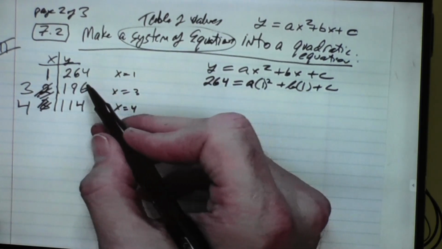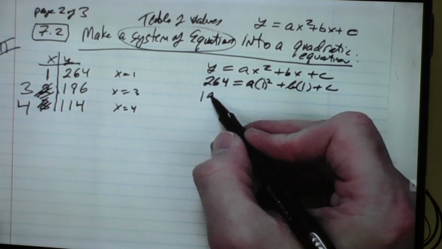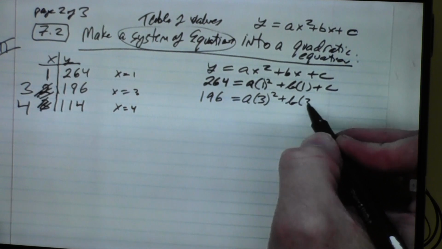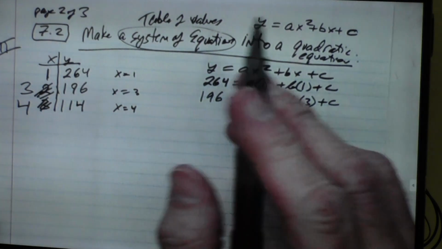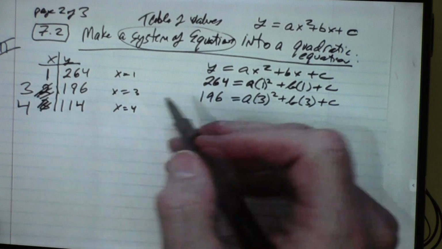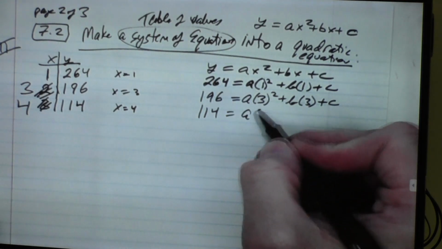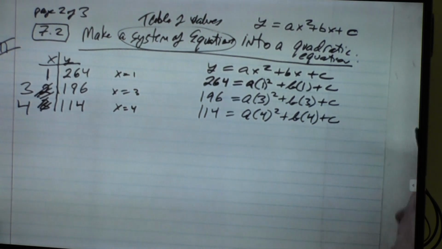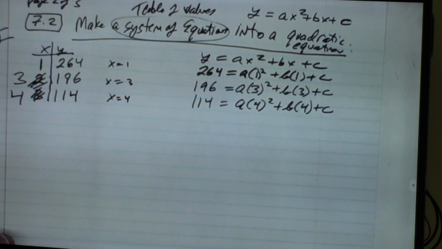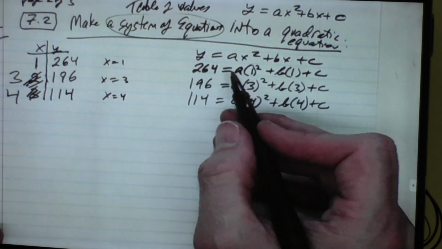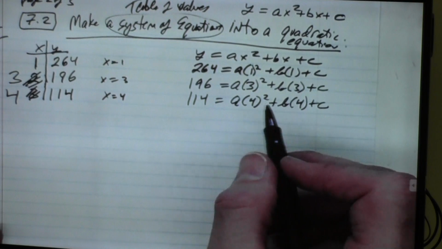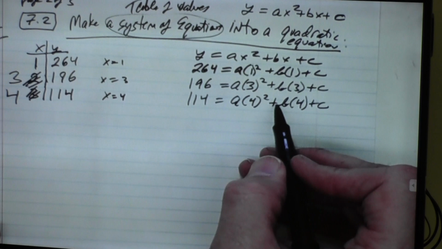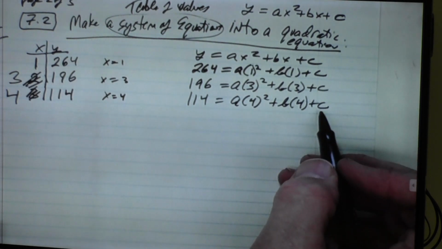When x is 3, we know that the y is 196. So I'm going to say 196 is equal to a, 3 squared, plus b, 3, plus c. I'm going to do it again with 4. When x is 4, we get 114. a is 4 squared, plus b times 4 plus c. So they're all 3 separate ones, but they're related because the a for each of these has to be the same. The b for each of these has to be the same, and the c has to be the same.